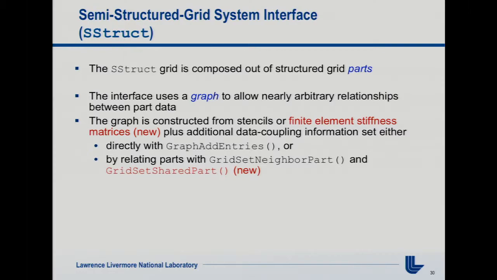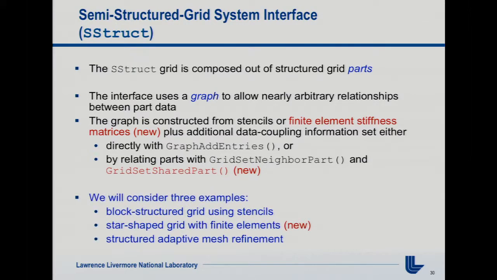So we build the parts in the same way I showed you before, basically from a grid and stencil approach. But we also have a finite element stiffness matrix approach. And then between the parts, we can describe how they're related through this set neighbor part call, as well as this set shared part call. And I'll show you examples of that.